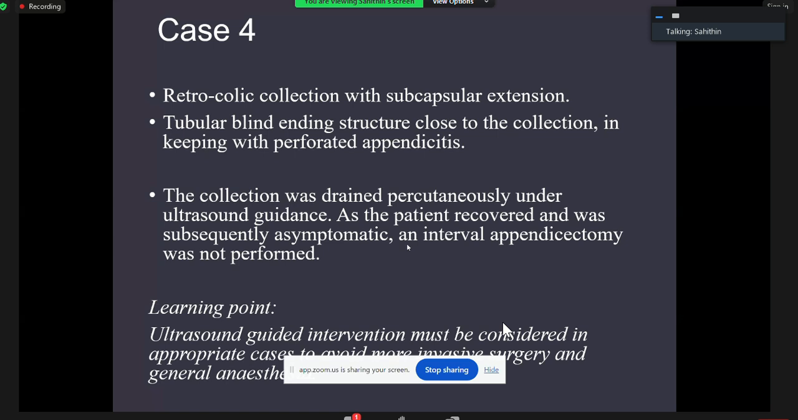So this is where one MRI guided the management. We had a diagnosis. We knew what to do. Also, there are the benefits of ultrasound guided intervention as an alternative if invasive surgery and general anesthesia can be avoided.